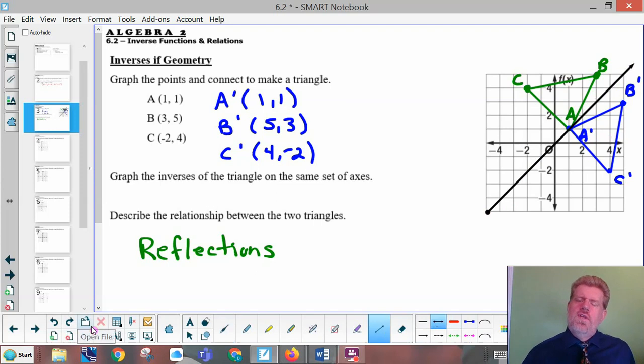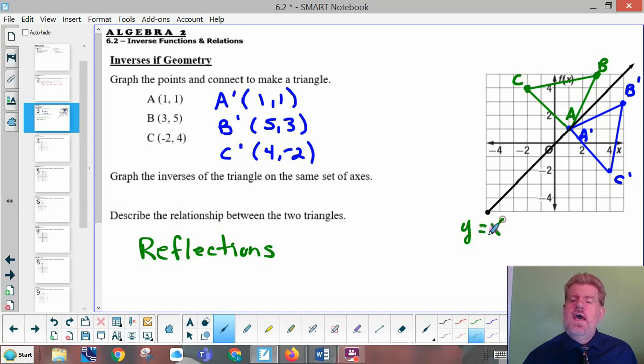So if I folded those two images right along that line, would they match up? And they would. And you know what this line is? This is the line y equals x. This is where it's negative 5, negative 5, negative 4, negative 4, negative 3, and so on up to infinity. So that's the line of symmetry for the reflection of a graph and its inverse.